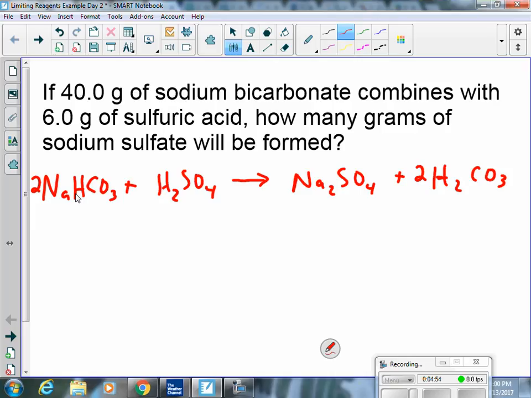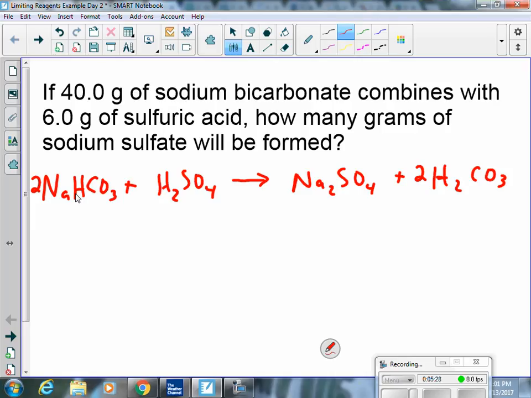Now, I have to determine which one of these is the limiting reagent. Now, it's the natural thing for everybody to look at this and say, well, the limiting reactant is going to be 6 grams of sulfuric acid because it's smaller. Do you think that's true? We can't just do that. That would be real nice, but we can't do that.